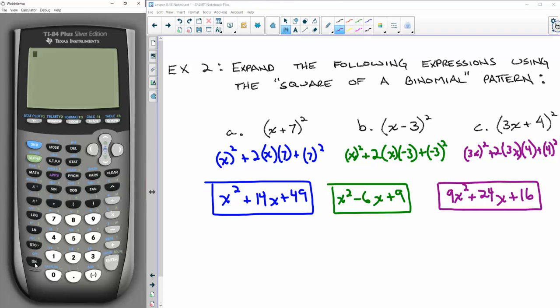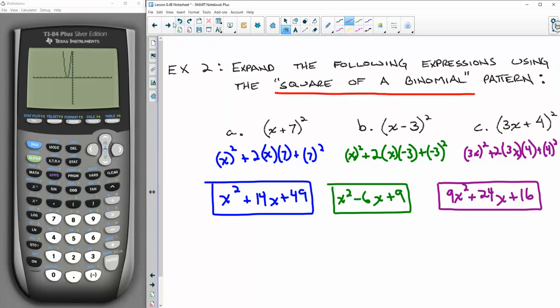Let's see what that looks like on the tables here. Let's just check that last one: 3x plus 4 squared and 9x squared plus 24x plus 16. Tables are the same, and just one parabola shows up. So I know I've done the square of a binomial pattern correctly.